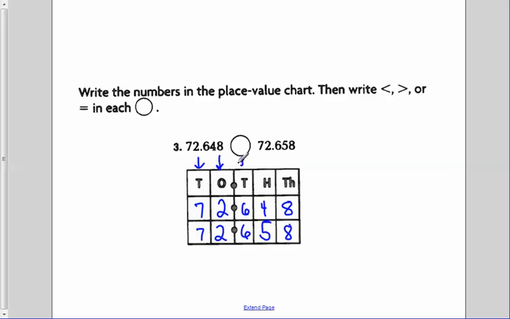A 6 in my tenths. And then in my hundredths, now I have a difference. I have a 5 in one and a 4 in the other. So that must mean that our 72 and 658 thousandths is greater than the 72 and 648 thousandths. So again, we have to read this left to right. 72 and 648 thousandths is less than 72 and 658 thousandths.